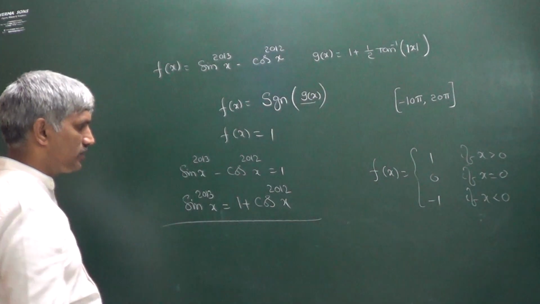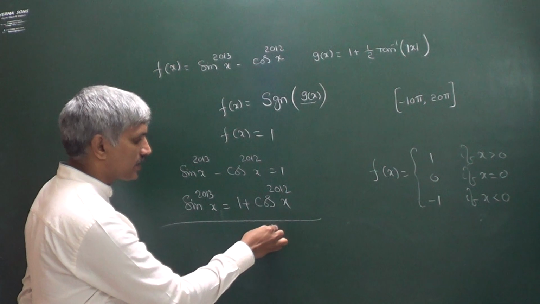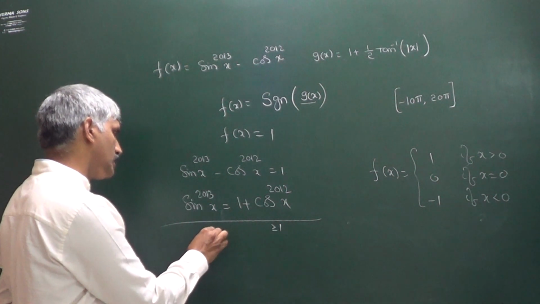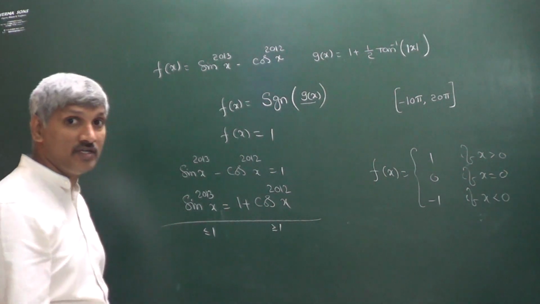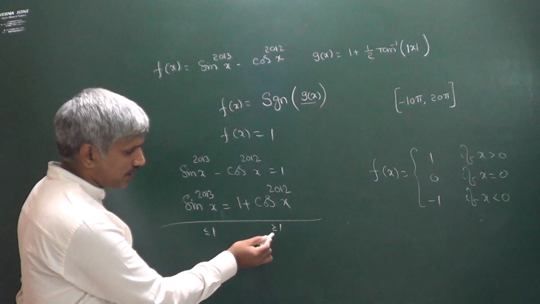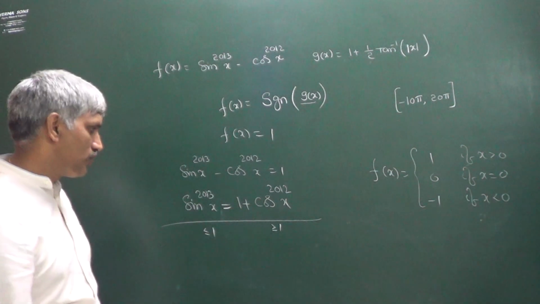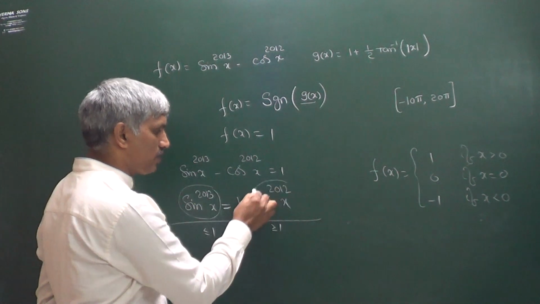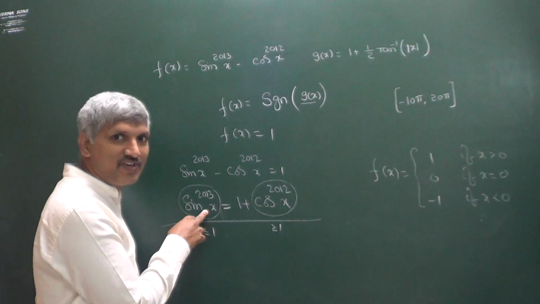So what the information is saying, the right hand side is always greater than or equal to 1. The left hand side is always less than or equal to 1. So that's why equality is possible only when both are equal to 1. So this is equal to 1, here also equal to 1, then only this equality is possible, right? So this must be equal to 1 and this must be equal to 0. Sin x is equal to 1 we have to get.